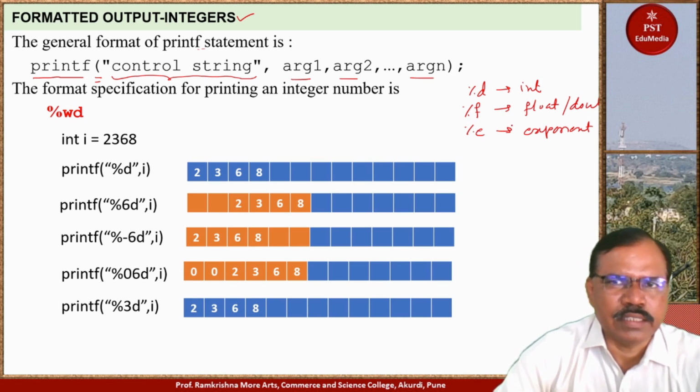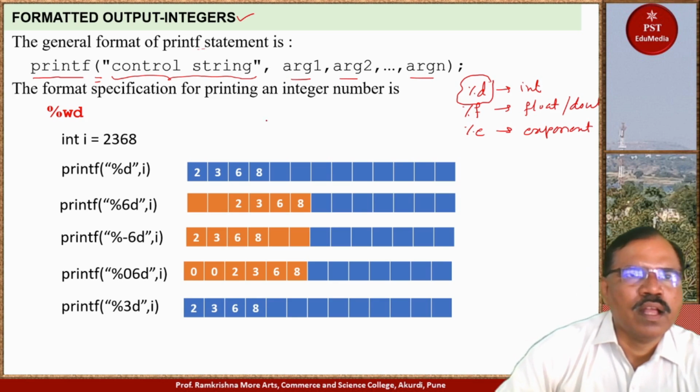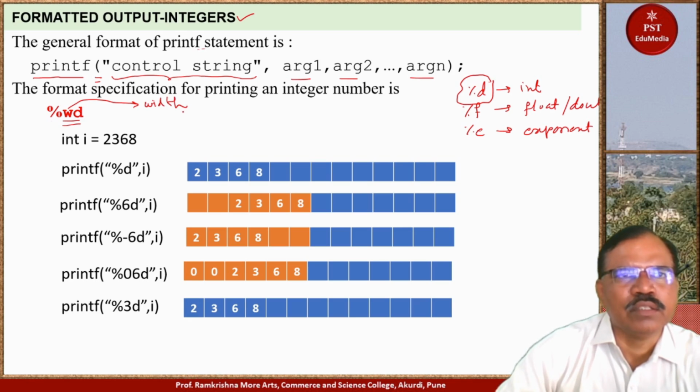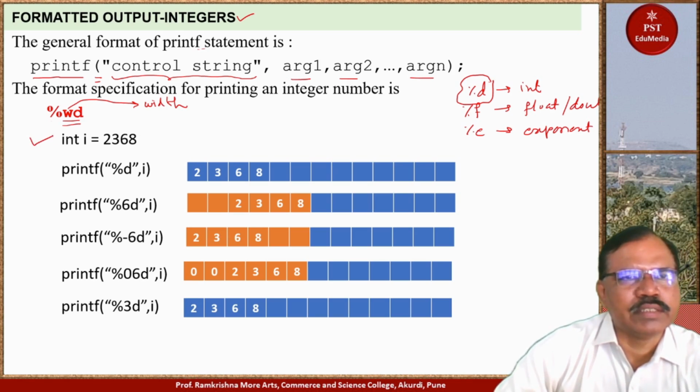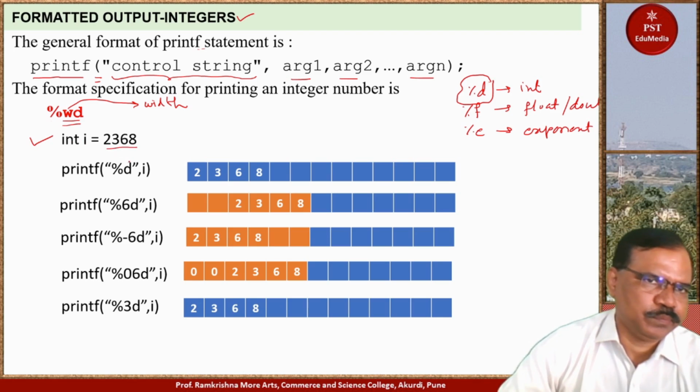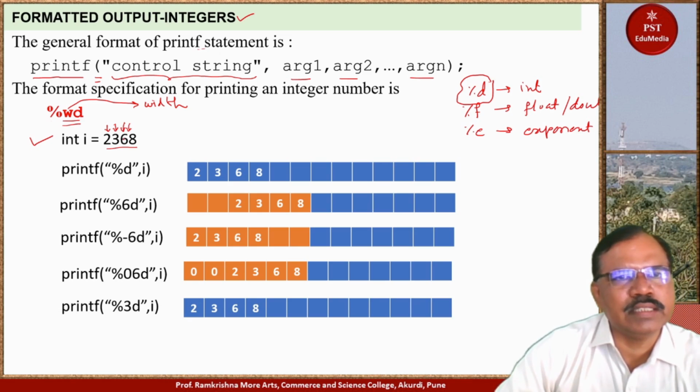So suppose we take integers. So %d is used. And you can use %wd also, where w is called width, the specified width for the specification. If we see a simple example, suppose we have int i is equal to 2368. So there are 4 digits here. So 4 places are required to print these 4 digits on the output screen.